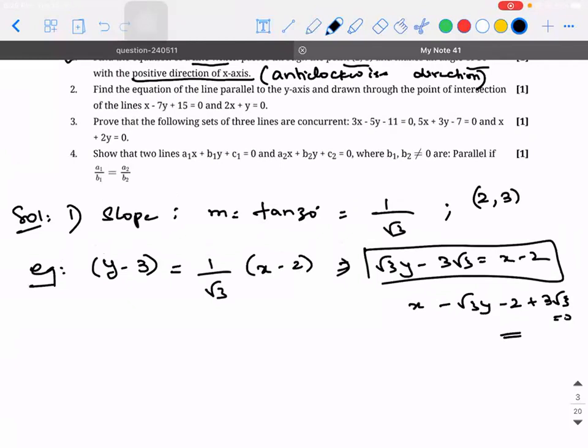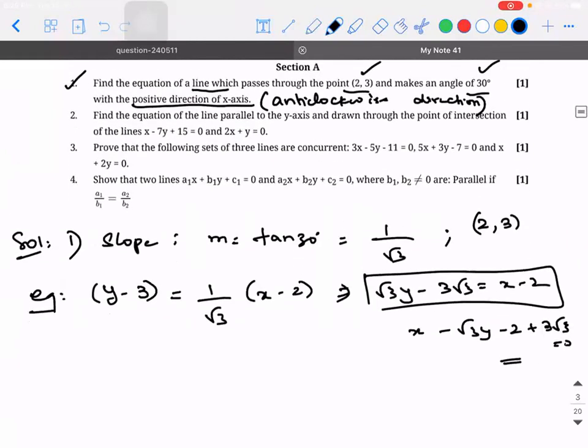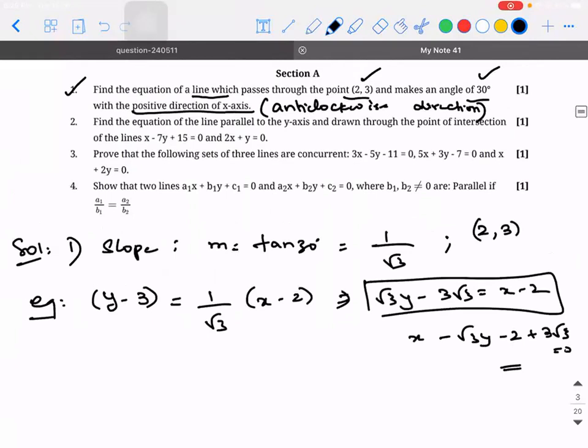Is that clear? I have a doubt, sir. Because there's a difference, right? With the positive direction and in direction of x-axis. If they say in direction of x-axis, it means parallel to the x-axis. The x-axis is horizontal. Indirectly, if they use the words in direction of x-axis, the angle is 0. Okay, sir. I understood.